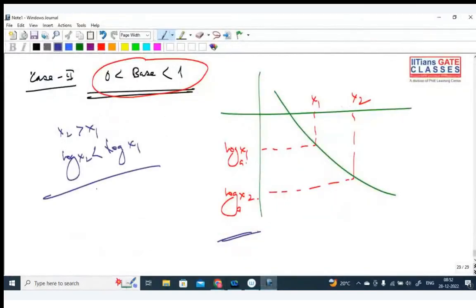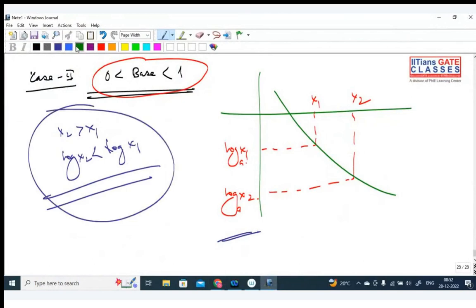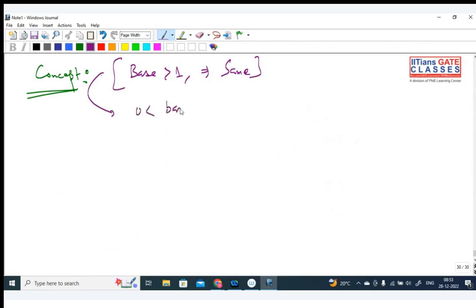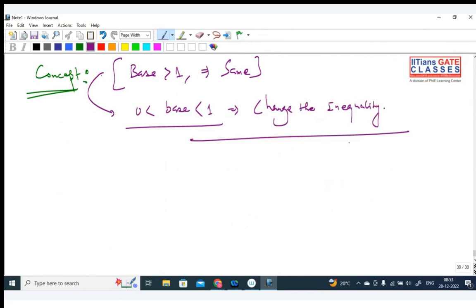So if you remember these concepts, you can solve any question, right? The concept you can note now: if the base is greater than 1, then the inequality will be the same. You don't have to worry about the inequality. And if the base is lying between 0 and 1, then you have to change the inequality. This is a very, very important concept. I believe this is fine for everyone.